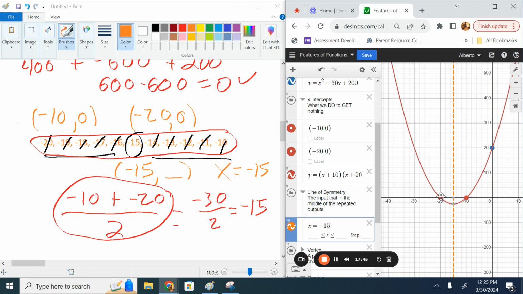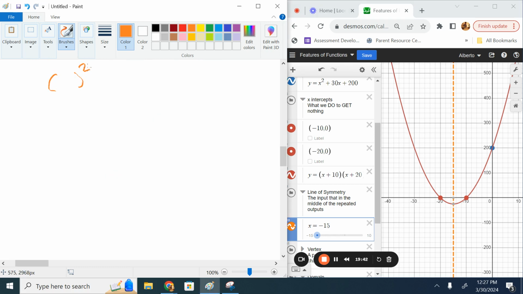And notice I've got to find this output. I want to calculate the y-value at -15. The way we do that is we put that value back into our original equation. The original equation was something squared plus 30 times something plus 200. And we learned that the axis of symmetry is -15. So we can simplify this, and we should be able to get the height, or the output, of the vertex.